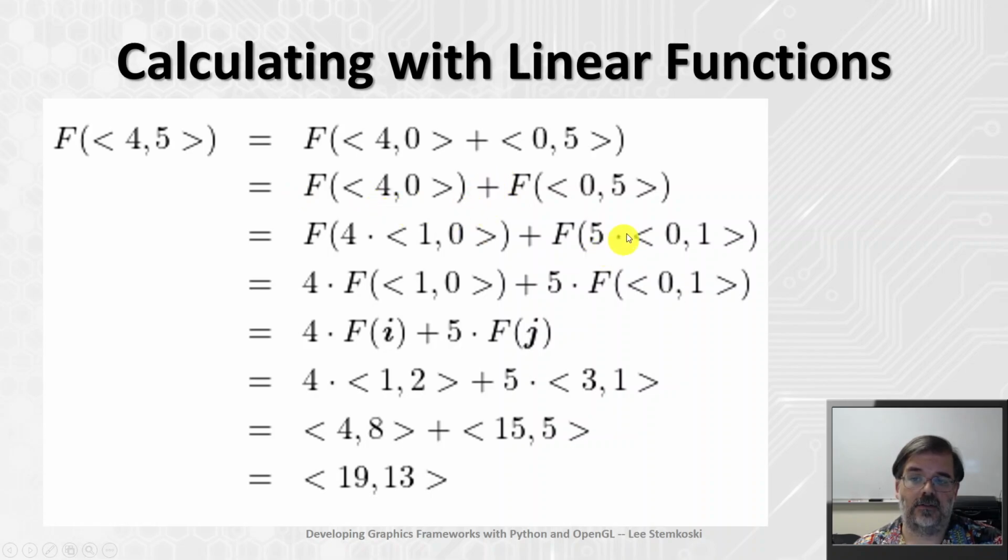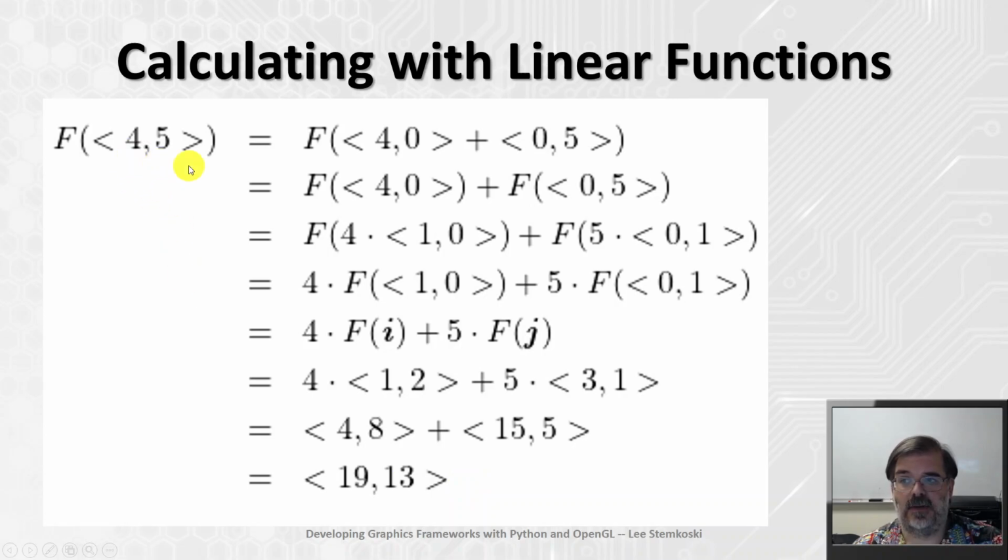Next, we would factor out a constant number from each of these vectors. And once again, using the fact that the function f is linear, we can factor out these constants. Now, 1, 0 is really the basis vector i, and 0, 1 is really the basis vector j. And we know the value of f of i, and we know the value of f of j. So we can substitute those in, perform the scalar multiplication, and then perform the vector addition. So we know the value of that.